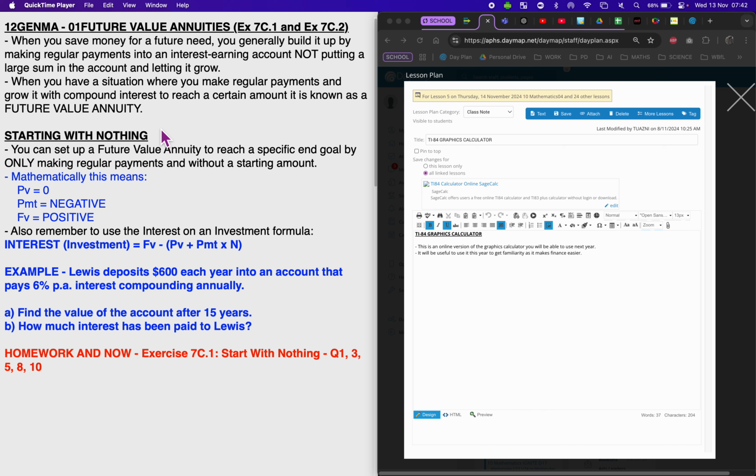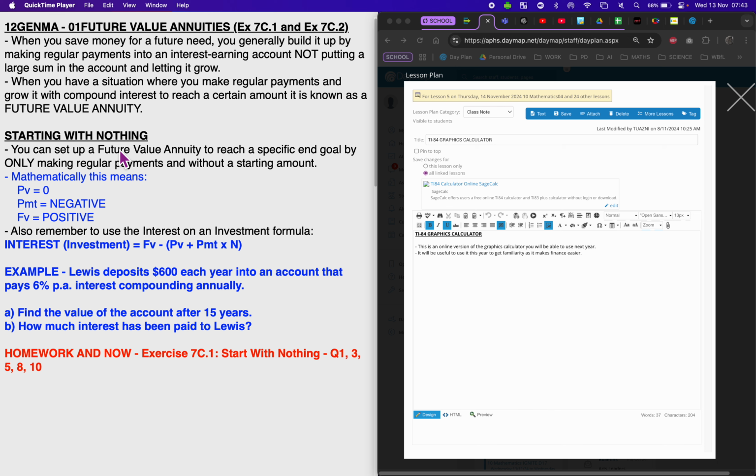So now we've learned how to use TVM Solver, we can do some realistic scenarios, such as when you're trying to save money for a future need. You're generally going to build it up by making regular payments into an interest earning account. Not like the questions that we've done so far, where you put a giant chunk of money in and then you let it grow over time. What's more realistic for you guys is that you're putting little bits in at a time over a long period of time. So when you have a situation like this, where you're making regular payments and you grow it with compound interest to reach a certain amount, we know this as a future value annuity.